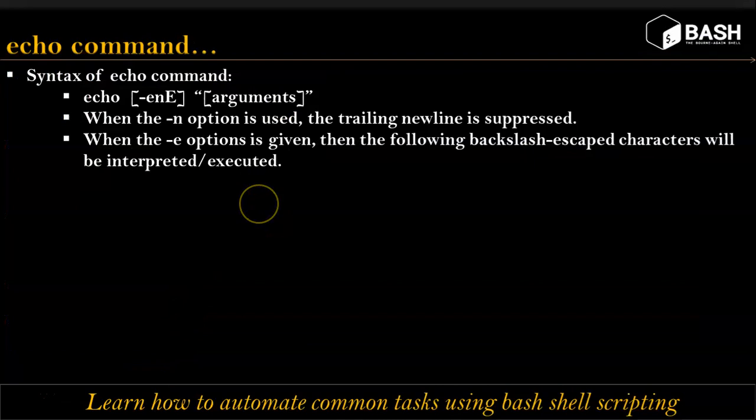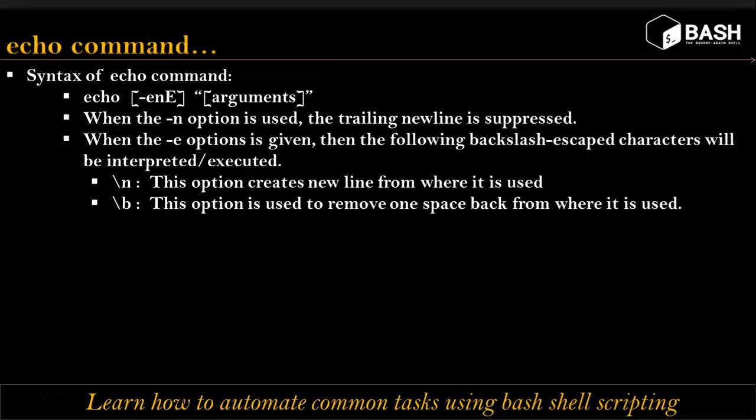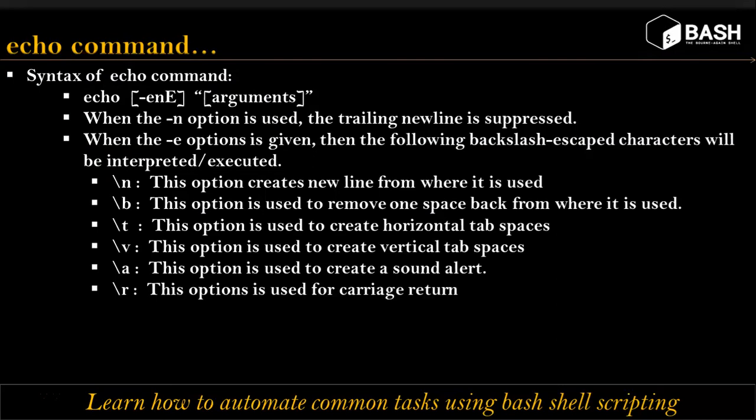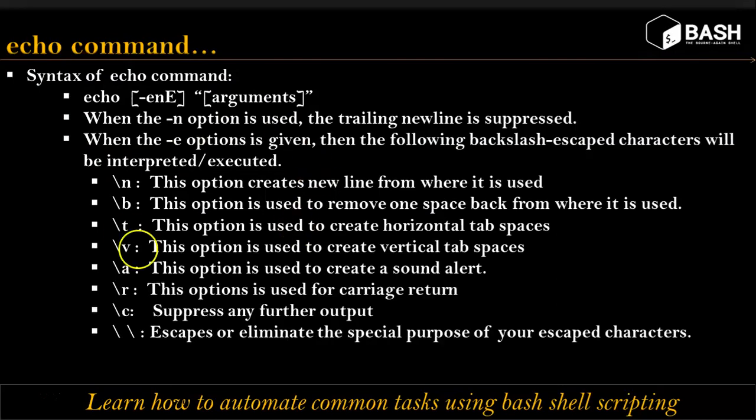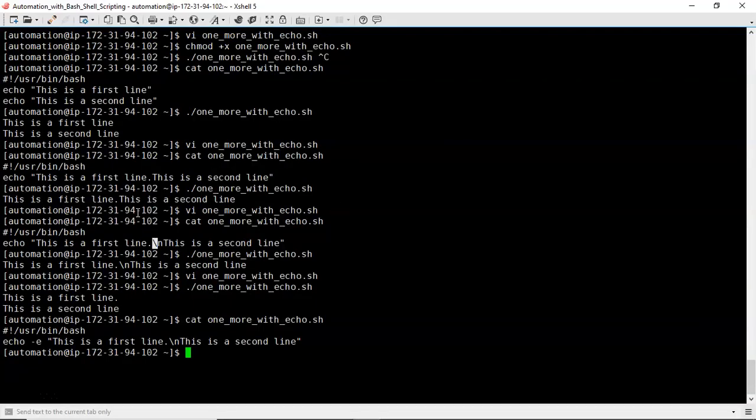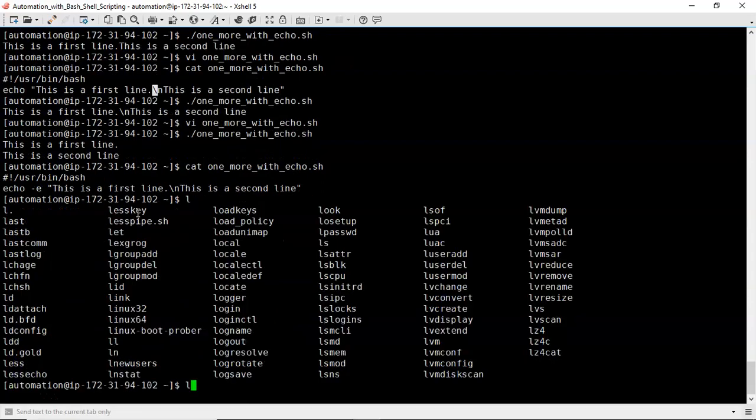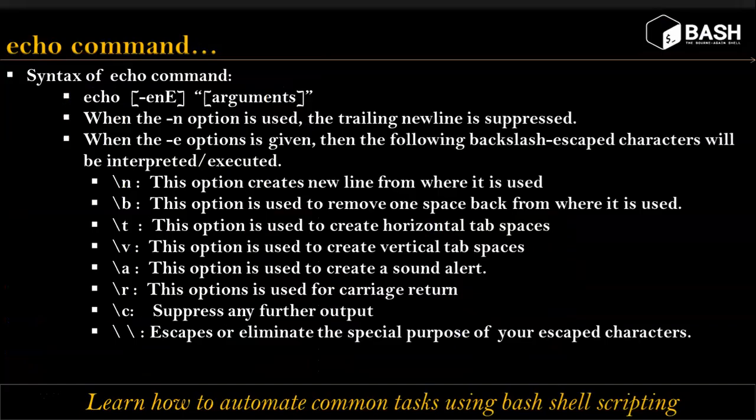Likewise, like \n, you have different types of backslash escaped characters. So these are the list. Now \b is nothing but to send your cursor one position back. \t to provide a horizontal tab. \v to provide a vertical tab. \a will create a sound alert. See, whenever you press tab on your terminal, it will create some sound. That sound is created by \a. \r is carriage return. \c suppresses any further output.